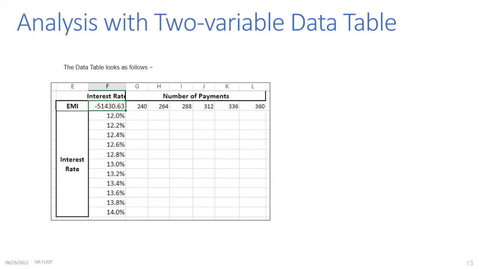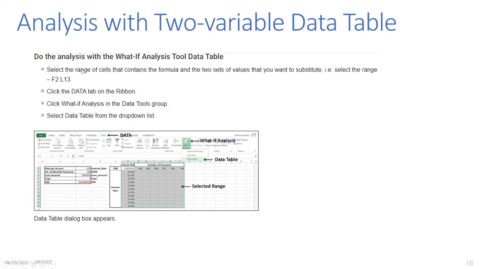Okay. And then we proceed, do the analysis with the What-If Analysis tool, Data Table. Select the range of cells that contains the formula and the two sets of values that you want to substitute. So we select this range, F2 to L13. So that's the range where the formula and the two sets of variables are located.